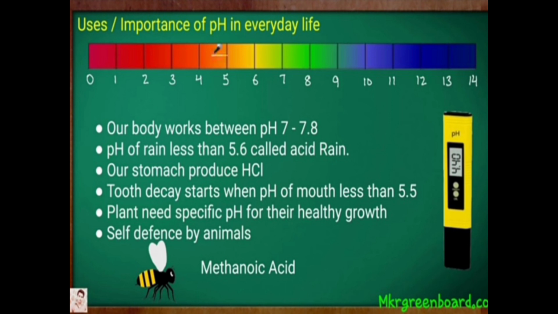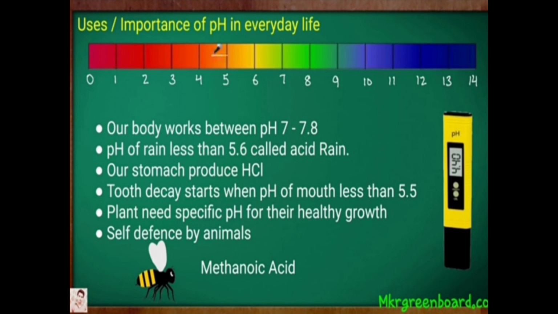Then, tooth decay starts when the pH of the mouth is less than 5.5. When the pH of the mouth goes below 5.5, it causes tooth decay. Tooth enamel is made up of calcium hydroxyapatite, a crystalline form of calcium phosphate. It is the hardest substance in our body, so it does not dissolve in water, but it gets corroded when the pH in the mouth is below 5.5.